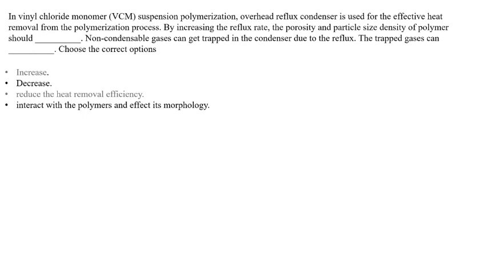So non-condensable gases can get trapped in the condenser due to reflux. The trapped gases can reduce the heat removal efficiency. So the second blank is reduction of the heat removal efficiency.